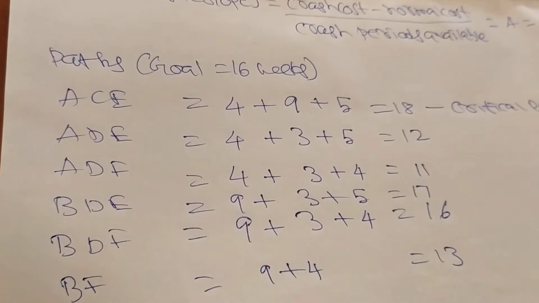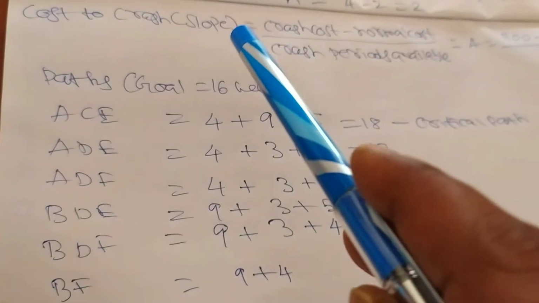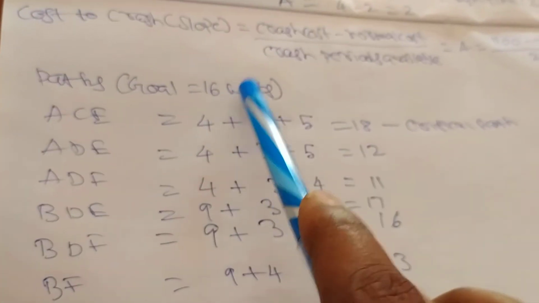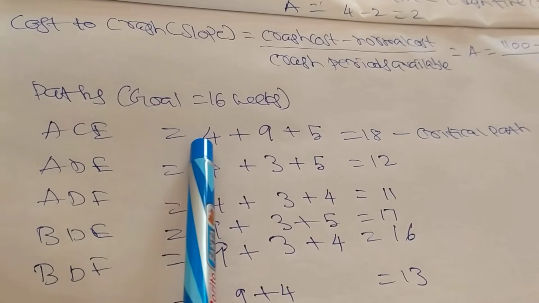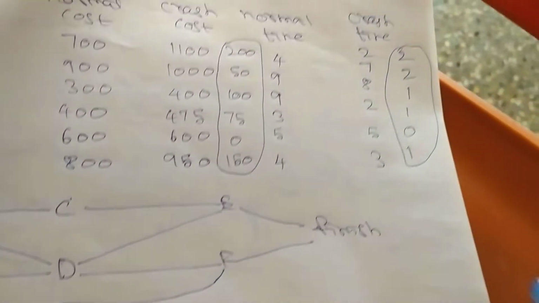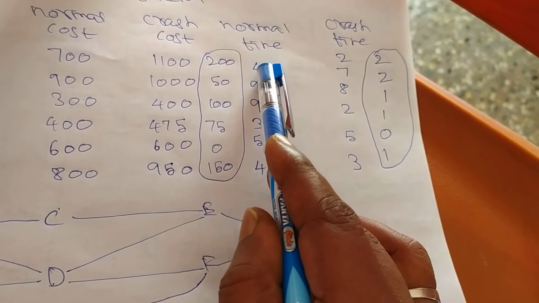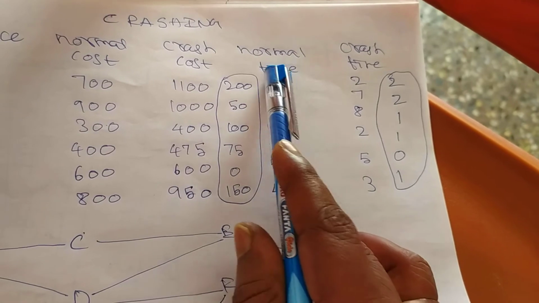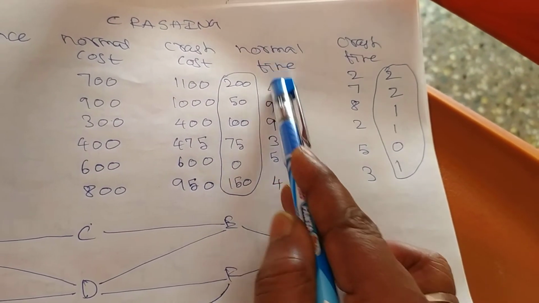So we have to calculate the path, then we have to attain the value of those paths, then we have to equal to the goal of the week. How many weeks do we need? So first one, A, C, E. We have taken the normal time to calculate here. So we have to assign the value of the normal time only. Not any other time, only the normal time we have to assign.